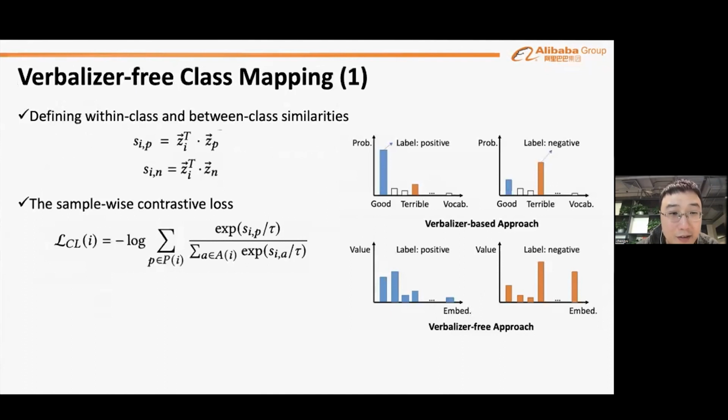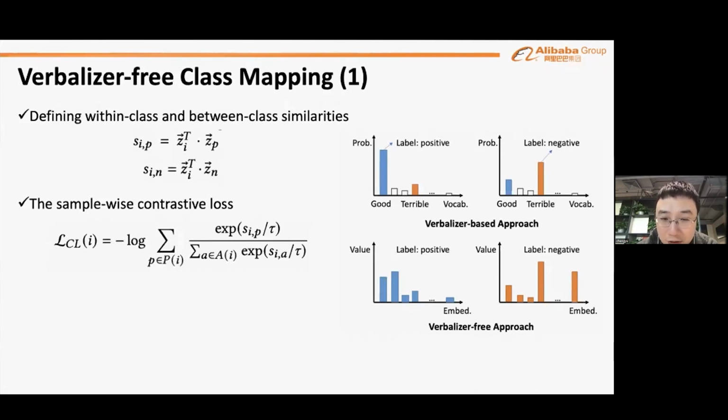So next we have the verbalizer-free class mapping. Here we utilize contrastive learning to do the mapping instead of defining verbalizers. For example, for sentiment analysis, we have the two verbalizers, good and terrible. We map good and terrible to positive or negative labels. This is a verbalizer-based approach.